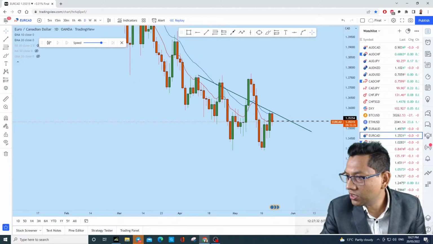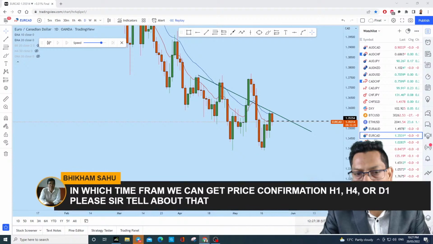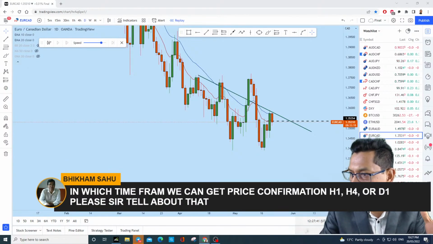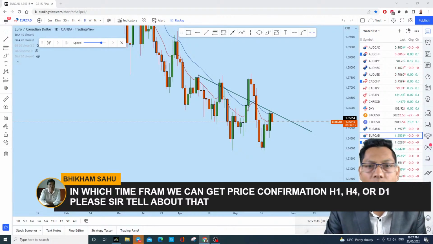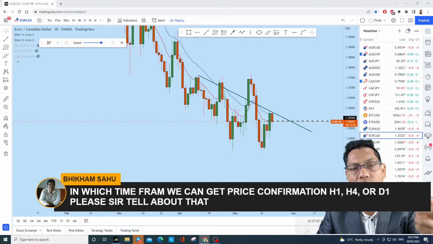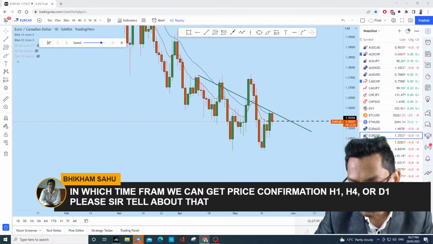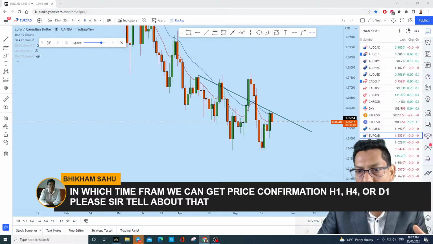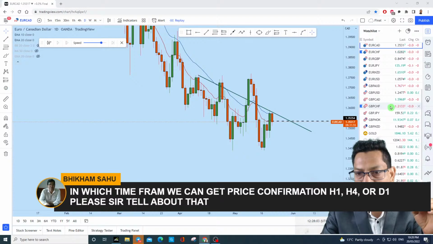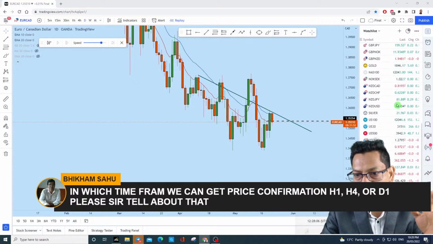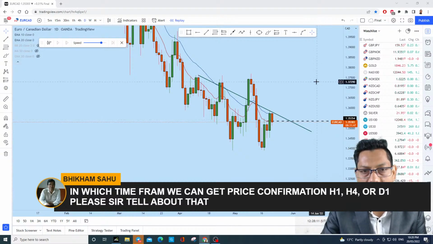Someone asked in which time frame we can get price confirmation. It depends on what kind of trader you are. Normally if I trade on the 4 hour, I try to find a price confirmation on the 4 hour and daily, but always have a multi time frame approach. That is the main thing in trading. Always try to keep a multi time frame approach. It is the main thing you need to understand as a trader, because it's very important.